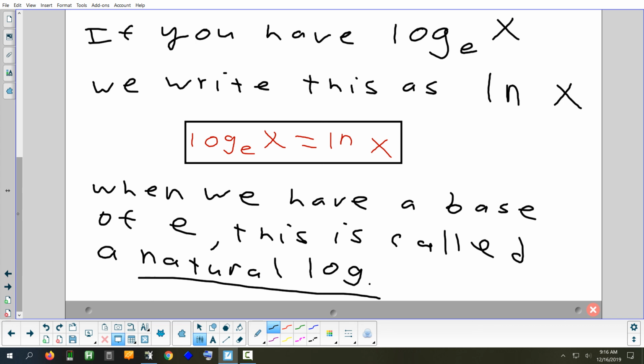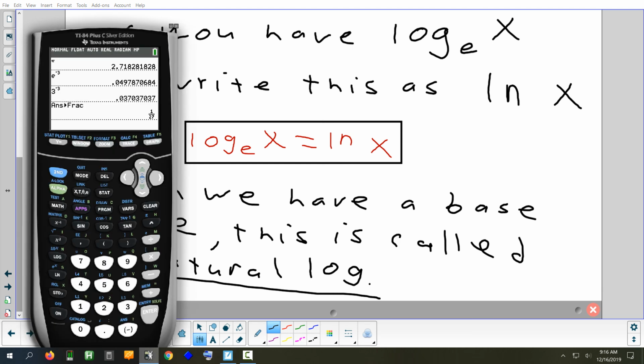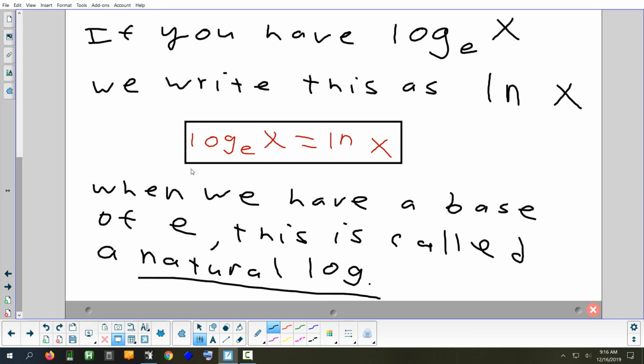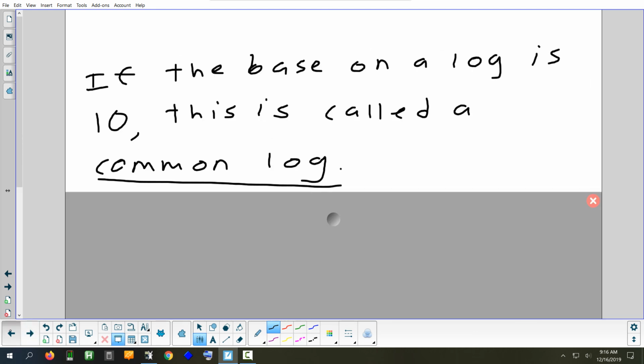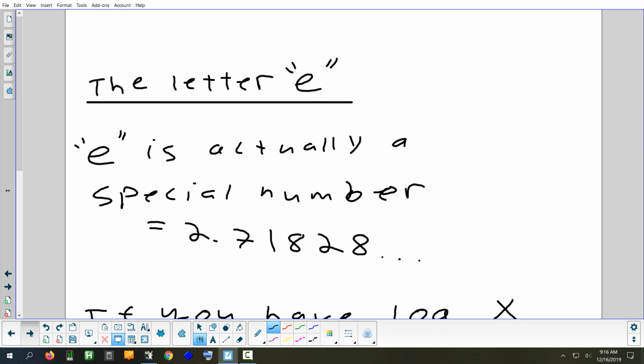Okay, there are 2 logs in math that have special names. One of them I just showed you. If you write log and the base is an e, that is called a natural log. On your calculator, there's the button for it. Lowercase l, lowercase n. ln. There is no button on the calculator that says log base e. And I'll mention the other type of special log in a second.